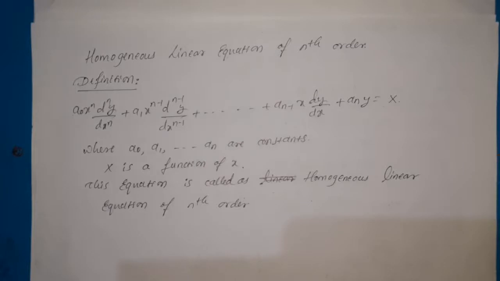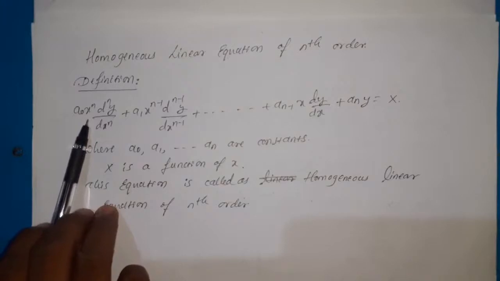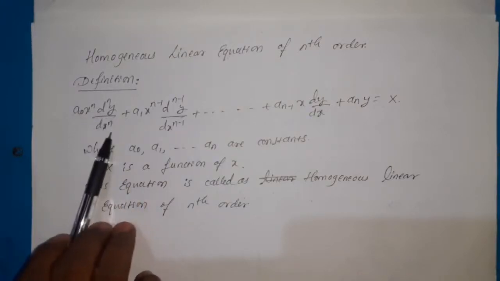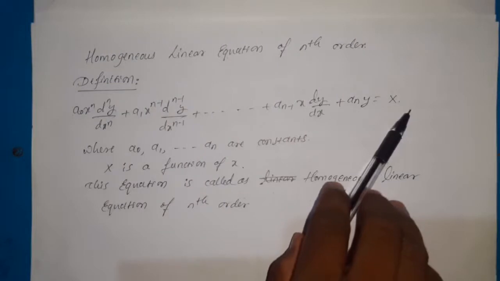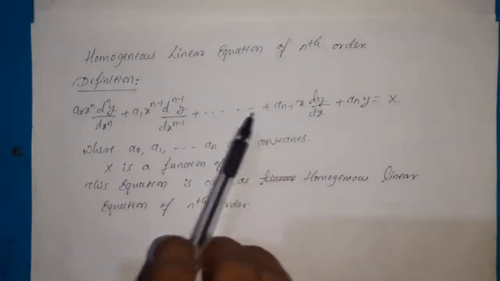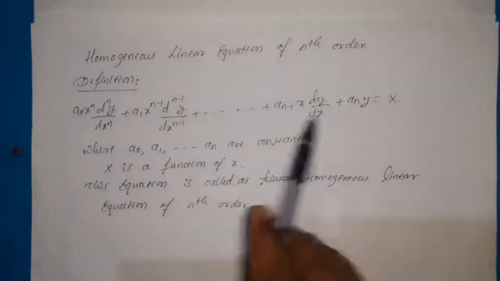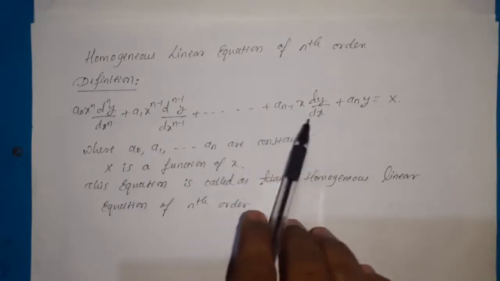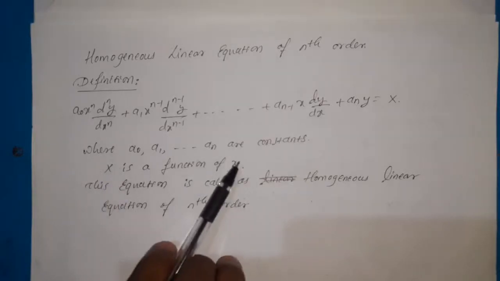In the previous unit we discussed linear equations with constant coefficients. Between that and this equation there is only one difference. There it is a naught d power n y by dx power n plus a1 d power n minus 1 y by dx power n minus 1, and so on, plus a n is equal to capital X, but here it is x power n. That is why it is called a homogeneous linear equation, meaning if you replace x by lambda x, then it doesn't make any difference. That is the main point of the homogeneous linear equation of nth order. Here capital X is a function of small x.